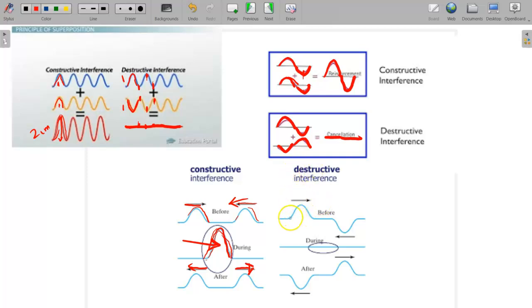Destructive interference: you can see here is a crest and one trough. They are going to join. When they join, they cancel each other and there is no pulse. It's 0 displacement, and it is the node. It creates the node in destructive interference, and later the left trough continues to the left and the right crest continues to the right.